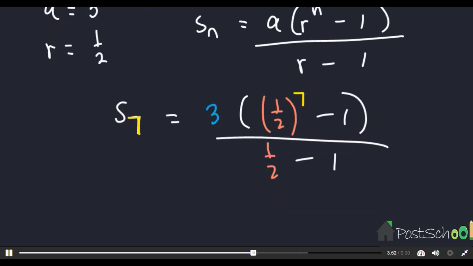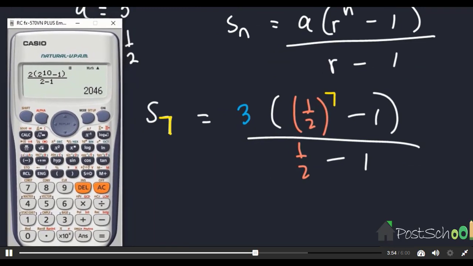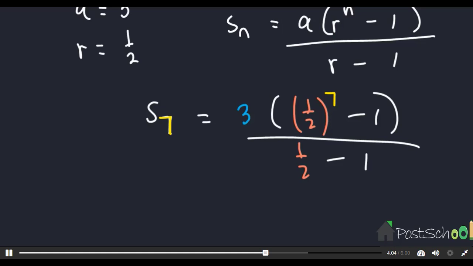So let's use the calculator to find that. As you can see, this is going to be 5.95. So this is S7, the sum of the first 7 terms of this series.